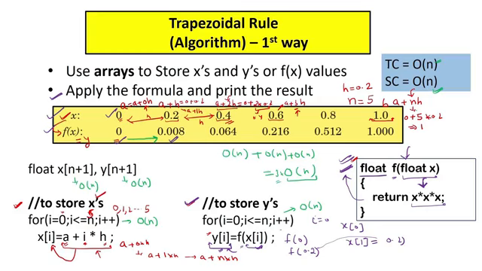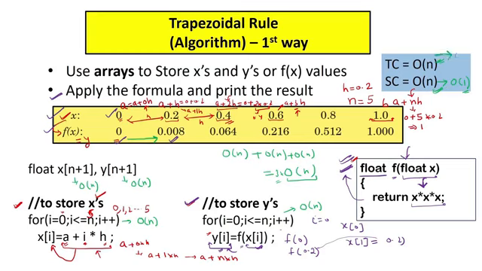Okay, so this was our first way. Now in the second way, we will convert this space complexity to order of 1. That means we will not take any extra space, and our space complexity will be order of 1.